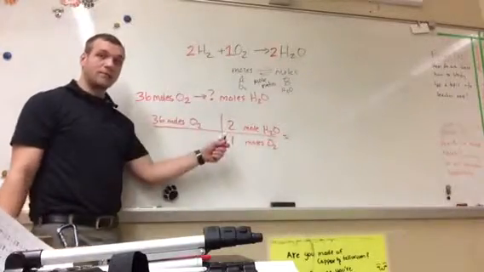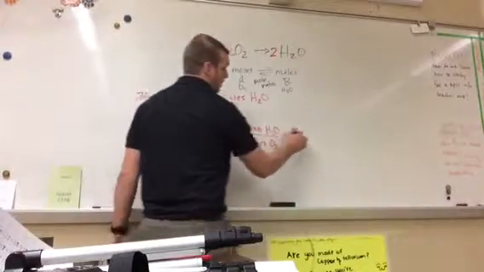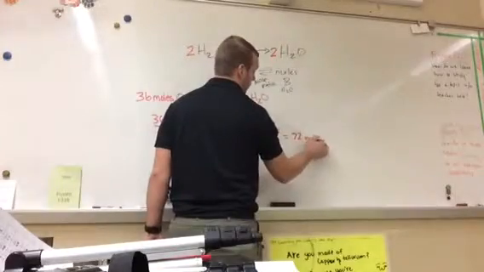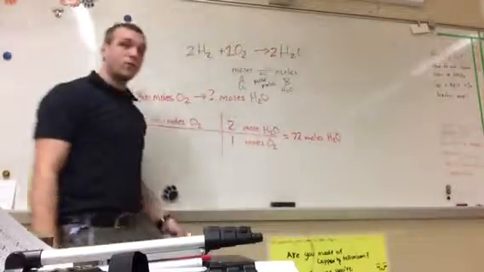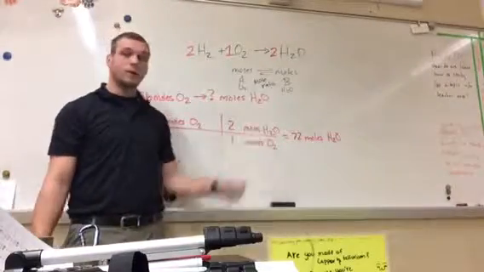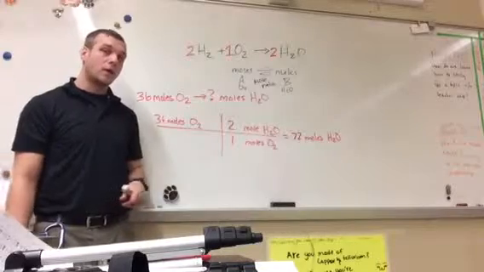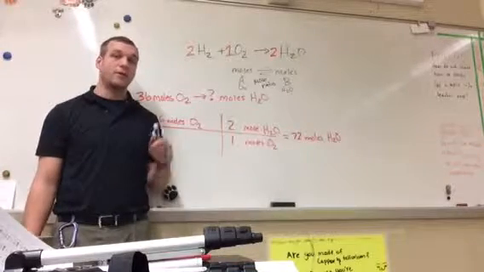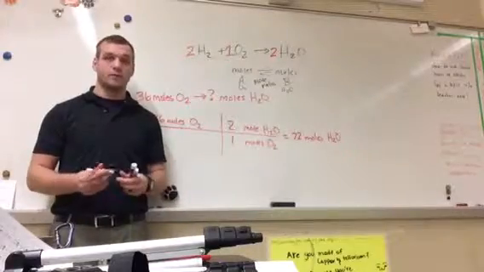You multiply top, divide by bottom. 36 times 2, 72 moles of water. You notice the units are whatever's in the top right, okay, because the other units cancel out. Okay, hopefully this is making more sense to you on how to do mole ratio, moles of one substance to moles of another. Okay.